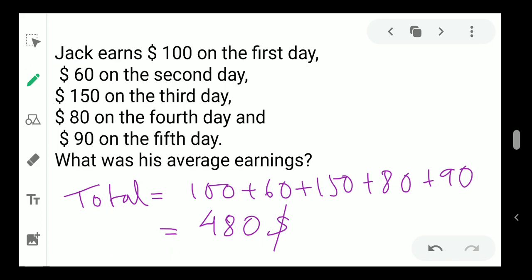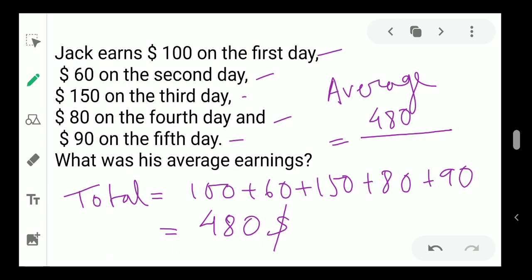So number of items, how much? 1 2 3 4 5. I have to find the average. What do I have to do? Average is total, that is 480, divided by number of items, that is 5. So my average is 96. So on average he earned $96. So very easy question, right? Okay.